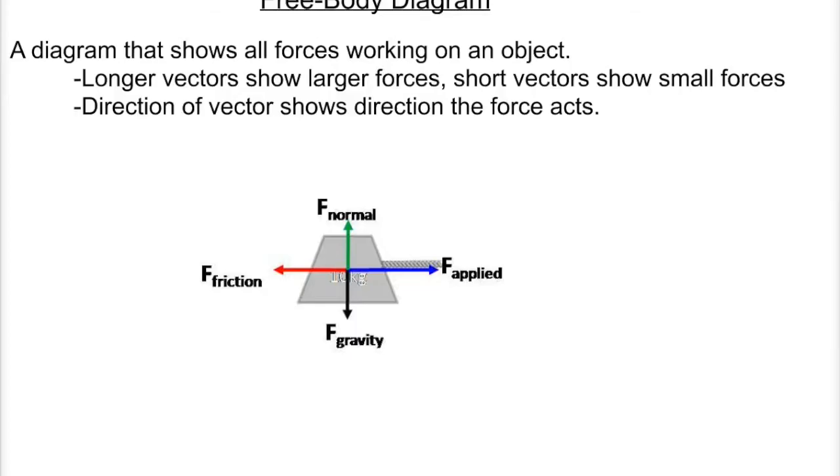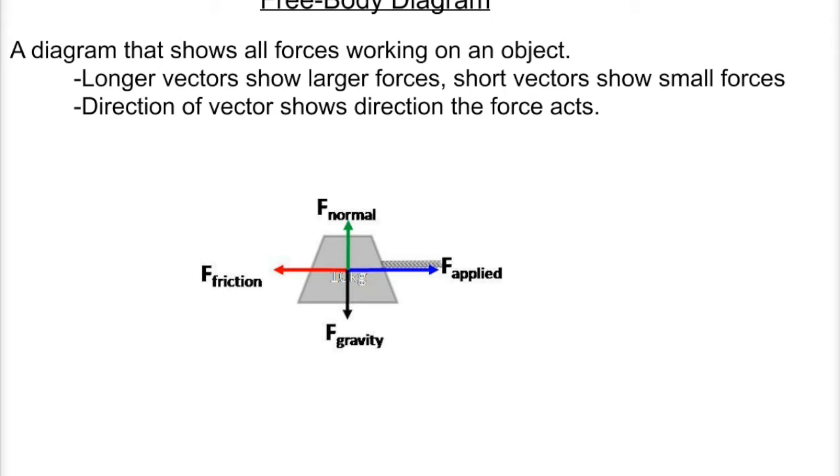Okay, so we're going to start by first defining what is a free body diagram. And a free body diagram is just a simpler diagram to show all the forces that are working on the object. And we show these forces as something called vectors. The longer vectors show larger forces, and the short vectors show smaller forces. So for example, these arrows are the vectors. It's showing both how big they are, but also the vectors show the direction the forces act on.